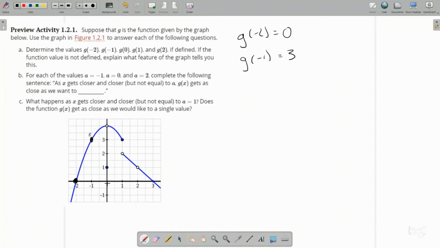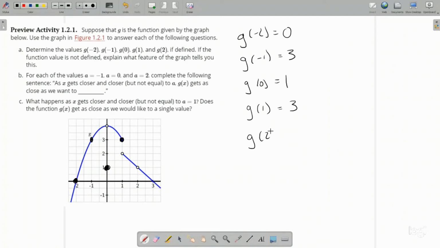Now something interesting happens at g of 0. At g of 0, you can see that there's a little circle here. That means that that point has been removed. In fact, the point is actually located right here. And so g of 0 is going to be equal to 1 because that's the value at that point. At g of 1, we can see that the circle's here, but the dot's there. So the dot's up here. So g of 1 is equal to 3.